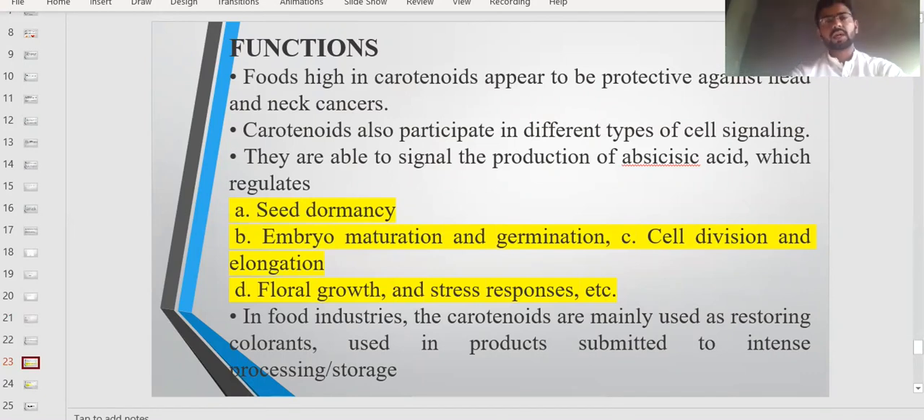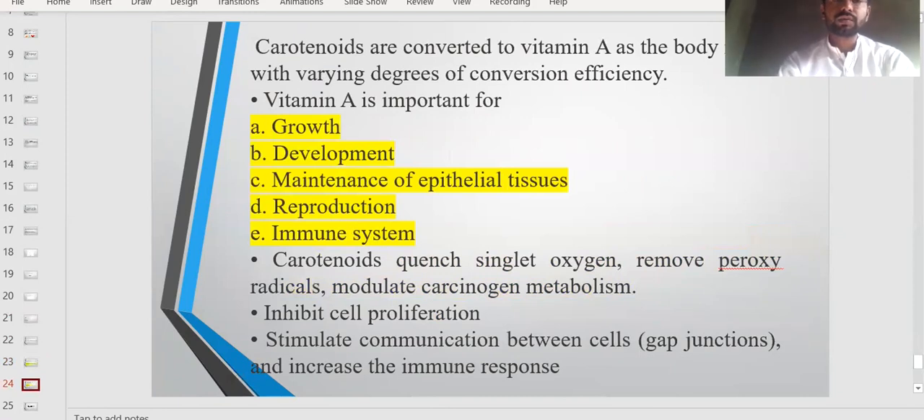Another function of carotenoids is in the food industry, where they are mainly used as colorants in products submitted to intense processing and storage. The third function is that carotenoids are converted to vitamin A by the body as needed, with varying degrees of conversion efficiency. Vitamin A is important for growth, second, for the development and maintenance of epithelial tissues, and third, vitamin A also plays a key role in reproduction and in the immune system.